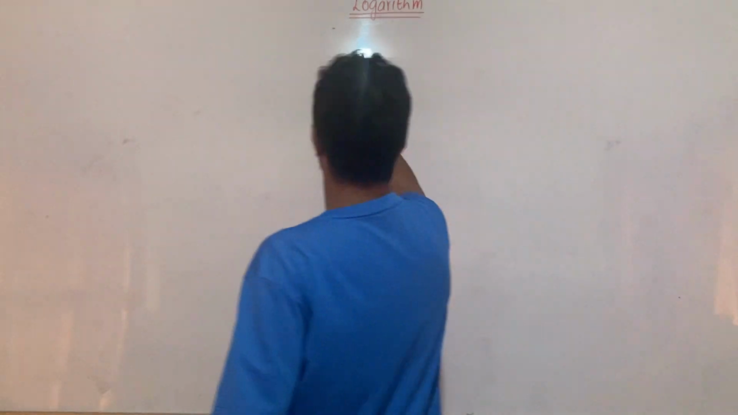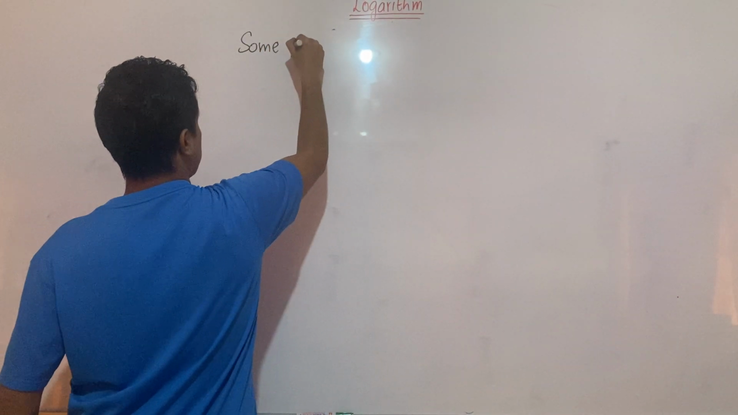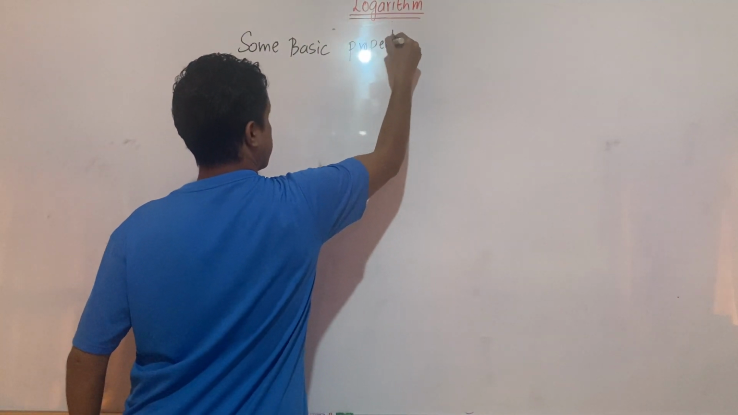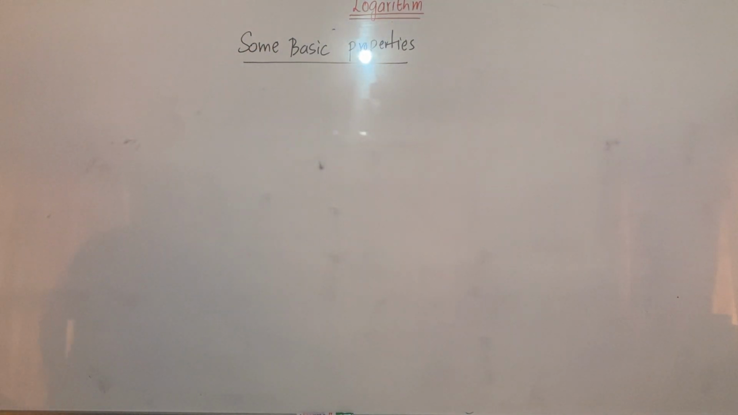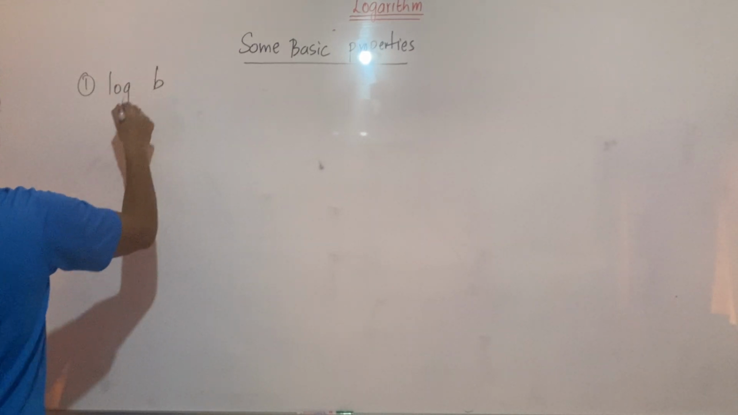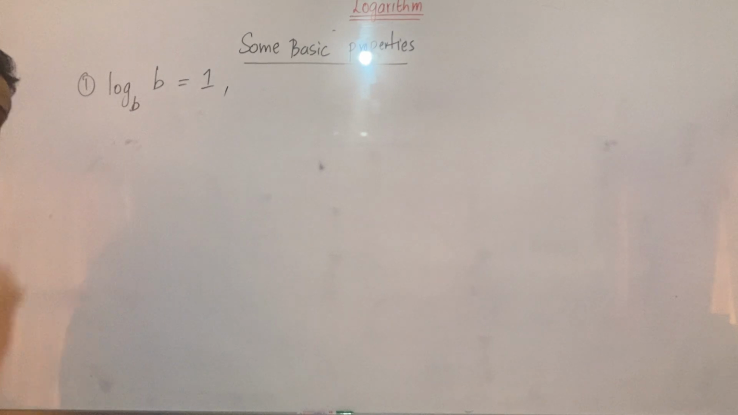Okay, write down some basic properties. Some basic properties. Property number one is log of b to the base b is 1, right?